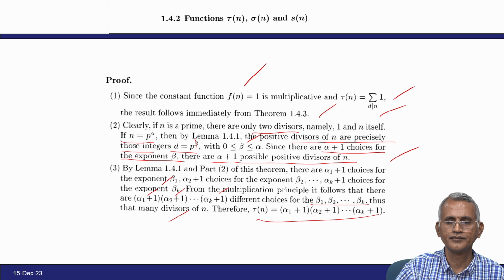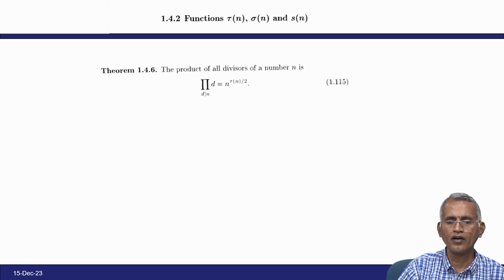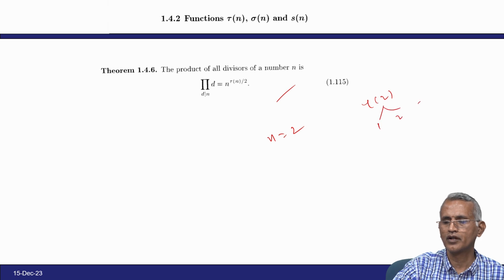Now, the theorem: the product of all divisors of n, the product over d dividing n of d, equals n power tau of n by 2. That is, you take n equal to 2, right, the divisors are 1 and 2, that is totally 2 divisors. Therefore, 2 power 2 by 2, which is equal to 2.